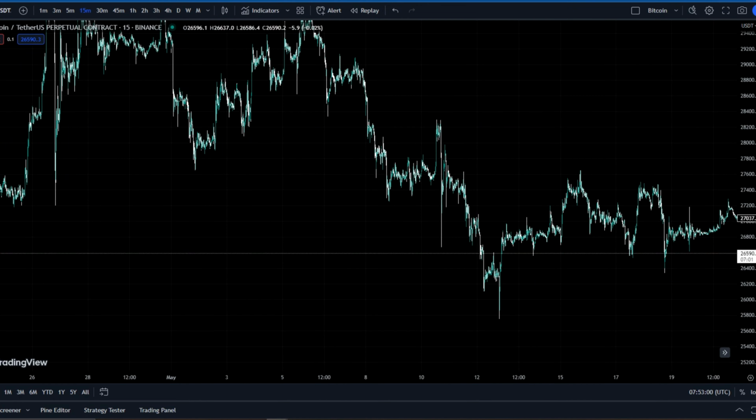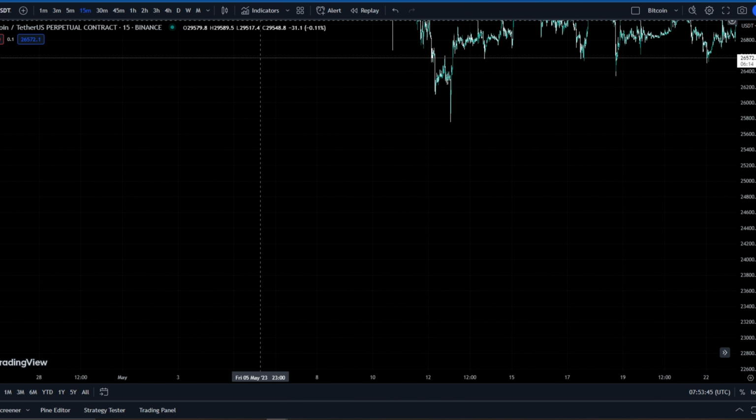Okay, so let's get right into the chart and explain how the premium and discount applies to our trading.